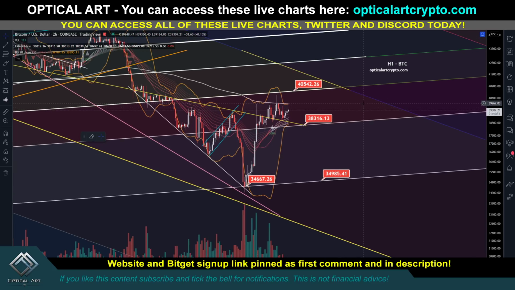Again, I'm going to be working on the altcoin charts to get those knocked out. And then when they get that issue fixed on Bitget, I will be giving everybody free access to some of these altcoin charts, so you can import these yourself and trade them, see how accurate they are.